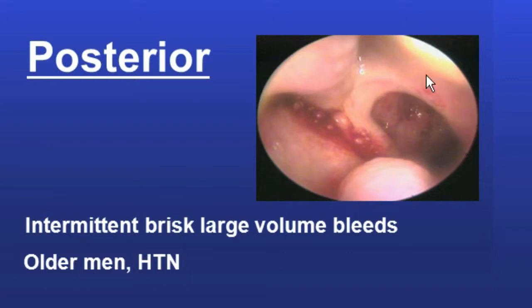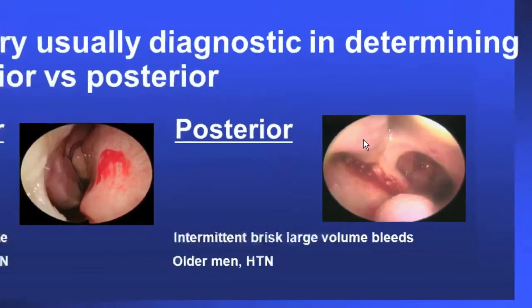And this picture depicts a posterior nosebleed. This is also a right nasal cavity with the septum here. This is the choana with the nasopharynx. This is the inferior turbinate, and there's bleeding coming from inferior to the middle turbinate. As you can see, it's less easy to see the vessel bleeding directly because of the structures anterior to the vessel itself.